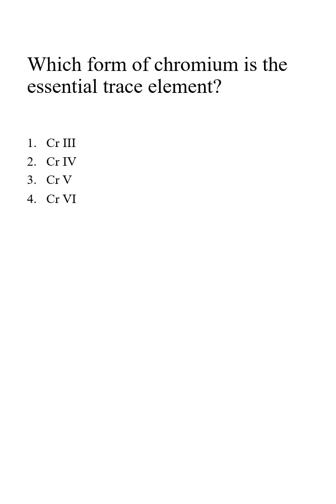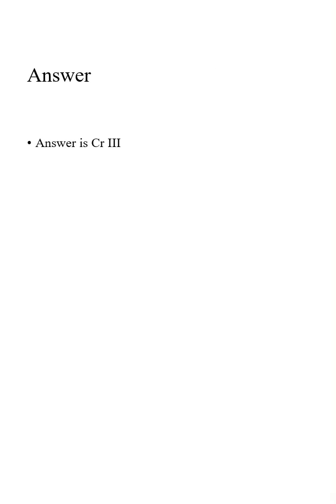Chromium as a micronutrient. Which form of chromium is the essential trace element? Chromium with a valency 3, 4, 5 or 6? The answer is chromium with valency 3. While chromium 4, 5 and 6 are carcinogenic, chromium 3 is the biologically active form.